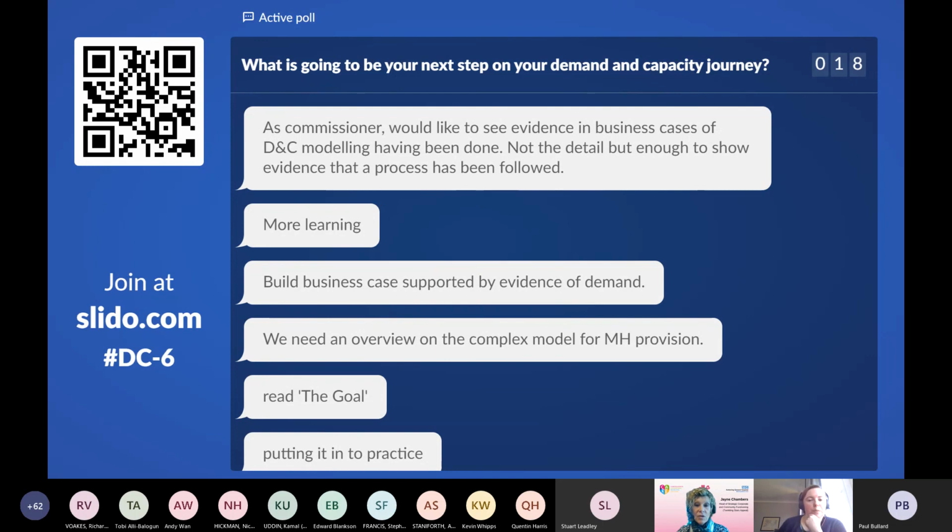Oh, so here we go. As a commissioner, I would like to see evidence in business cases of D&C modelling that's being done, not the detail, but enough to show evidence that a process has been followed. Yeah. Absolutely. I think that's the case for a lot of people, to be honest. I think that's a really nice summary of exactly what people are wanting. It's assurance, really, isn't it?